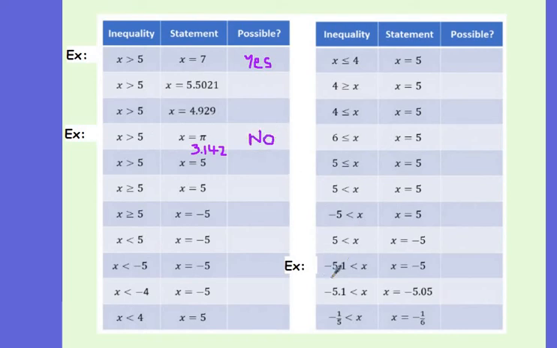And another example down here, I've said that x is greater than -5.1. Can x be -5? Is that greater than it? Yes, it is. Because you'd go -5, -4, -3, etc.